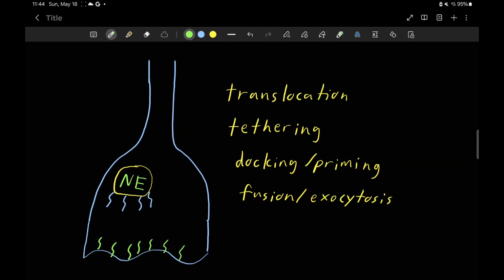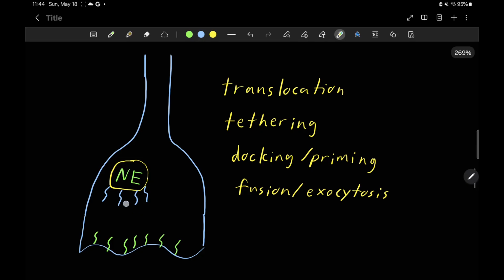Okay, so now that your norepinephrine is packaged inside your vesicle, it has to undergo the process of release. It may not be released immediately. It can be stored inside this vesicle for some time, but when the time is right and we want norepinephrine to be released so it can go and produce a response, then it has to be released out of this neuron somehow. And this involves these 4 steps.